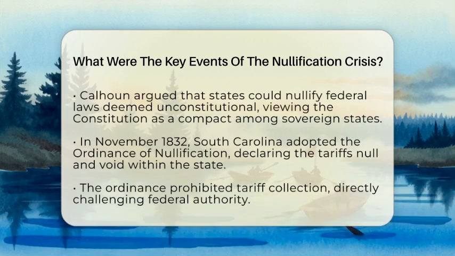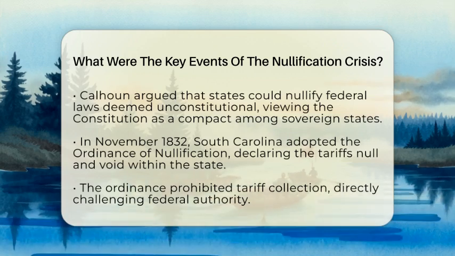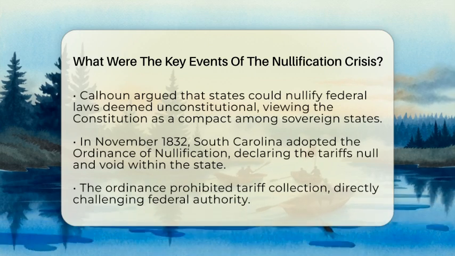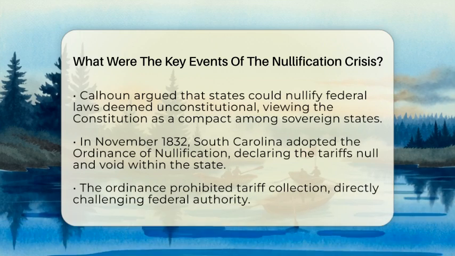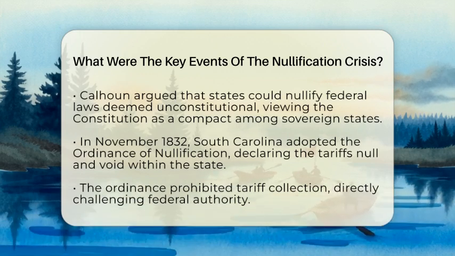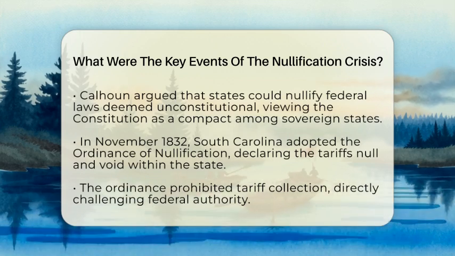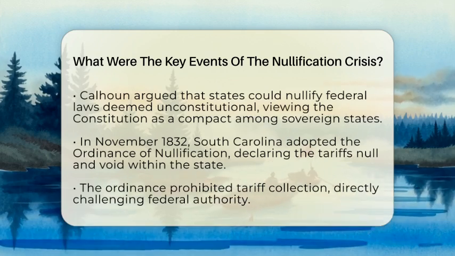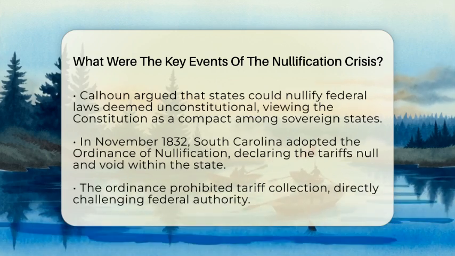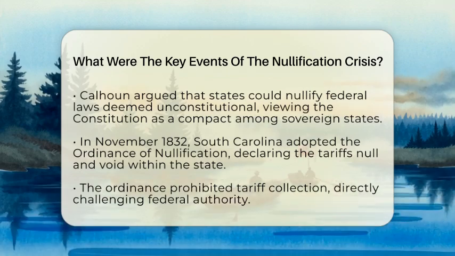Fast forward to November 1832, South Carolina took a bold step by adopting the Ordinance of Nullification. This ordinance declared the tariffs of 1828 and 1830 to be null and void within the state. It also prohibited the collection of these tariffs, directly challenging the authority of the federal government.